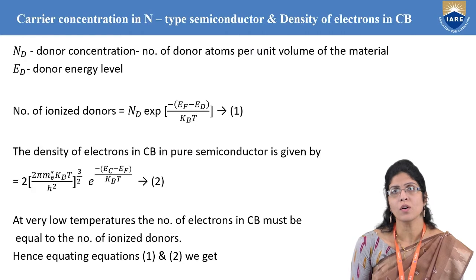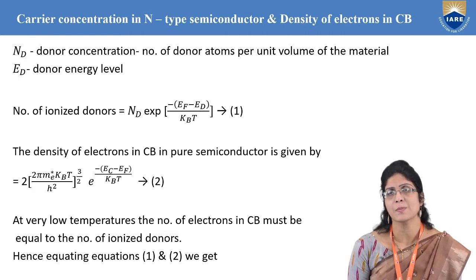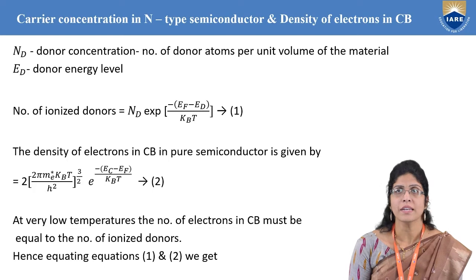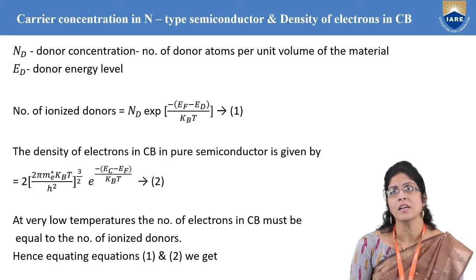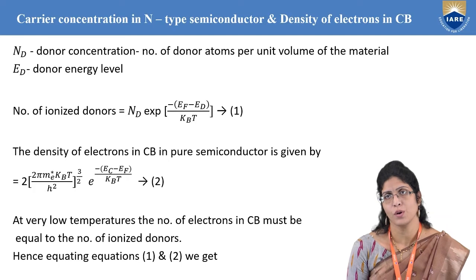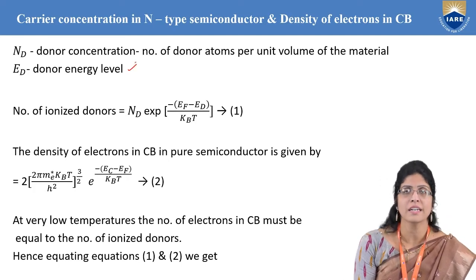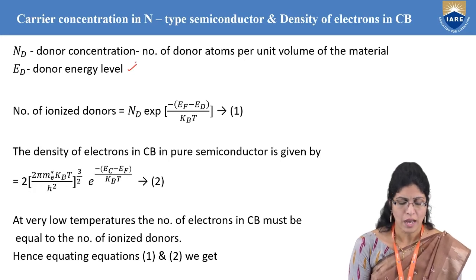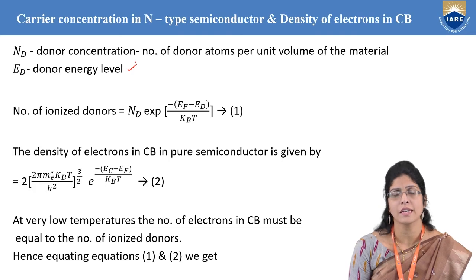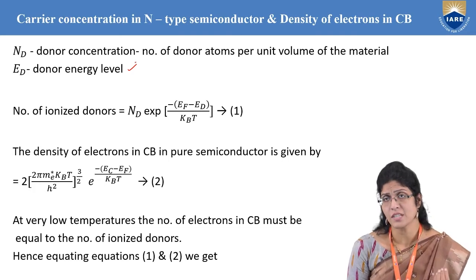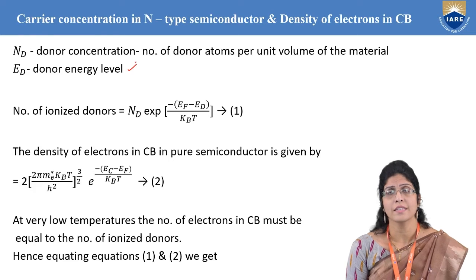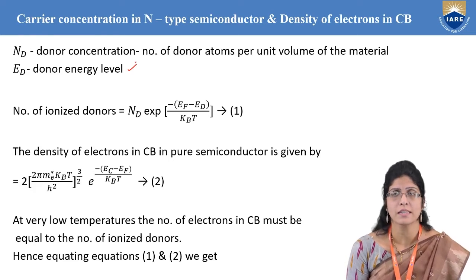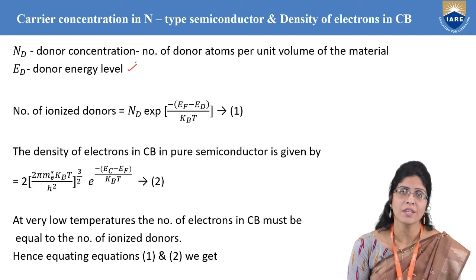So moving on, let us now try to derive an expression for the carrier concentration, which is the electrons, and even the density of it. For that, let me take Nd as the number of donor atoms per unit volume of the material, and Ed is the donor energy level which is forming beneath the conduction band, very near to the conduction band. As I have told you in my previous lectures on the intrinsic concentrations of the electrons and the holes in intrinsic semiconductors, what did we do?